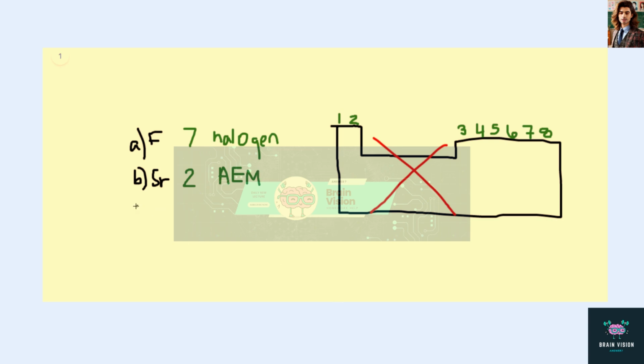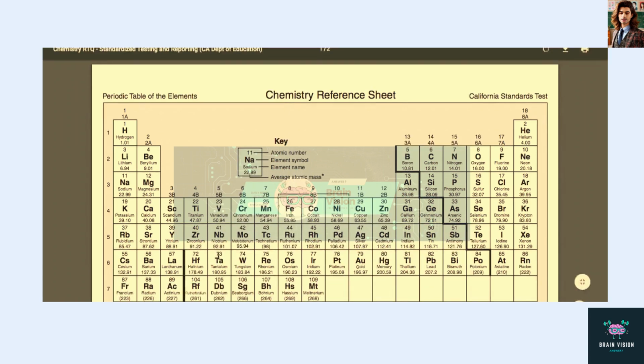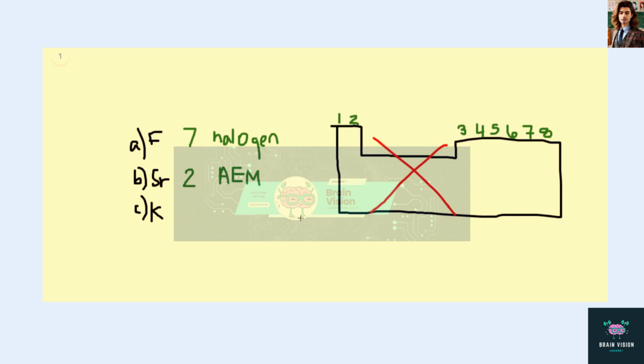The next thing we have is K, which is potassium. We find that on our periodic table. We'll notice that potassium is located in group 1, so it has 1 valence electron. This group is also known as the alkali metals. So we're going to write that as AM for short.